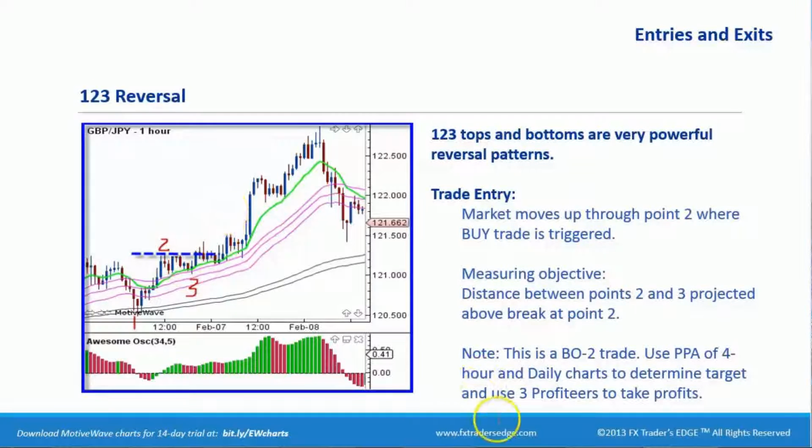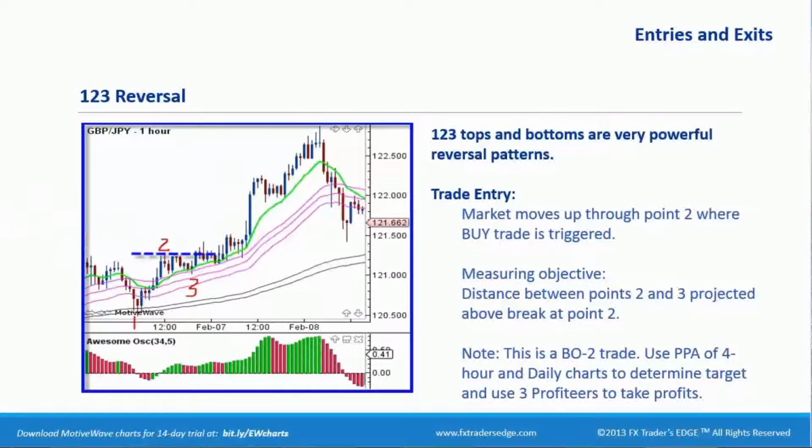A note, which is very worthwhile, is that this is a breakout trade. So the wave comes parallel to the tunnel, breakout 2 trade. Use the PPA, the potential profit area of the 4-hour and the daily charts to determine the target. See what's going on in those charts to determine the target, and then use the 3 profiteers to take profits. So that's a good way to get you into this trend trade, and then use the bigger time frames for your profit taking targets.